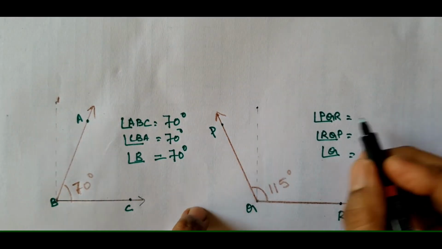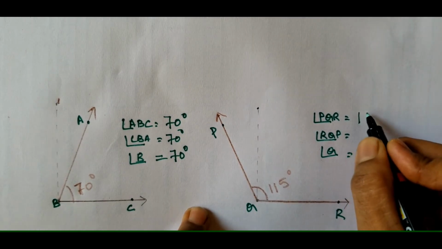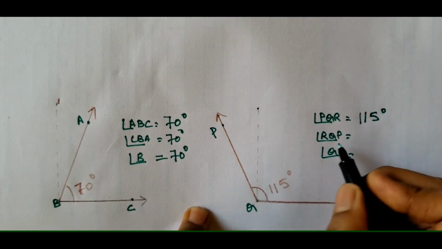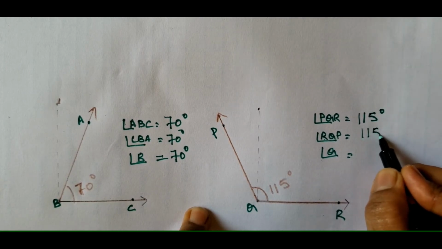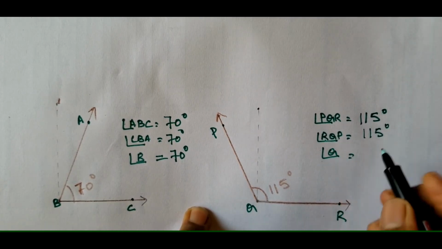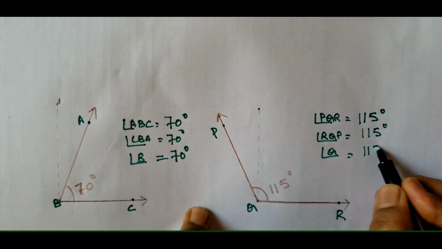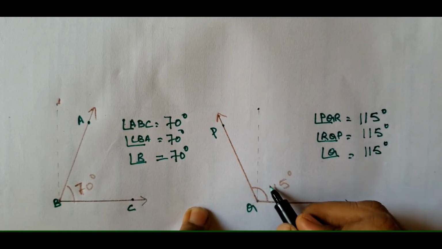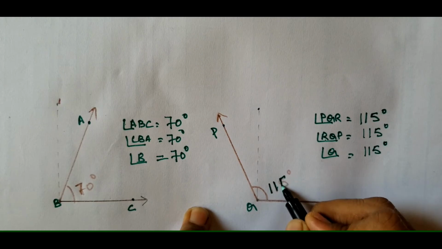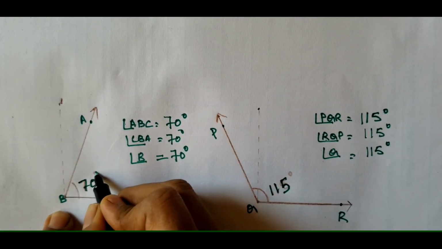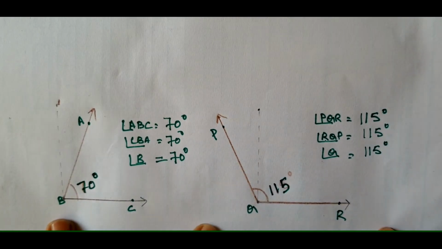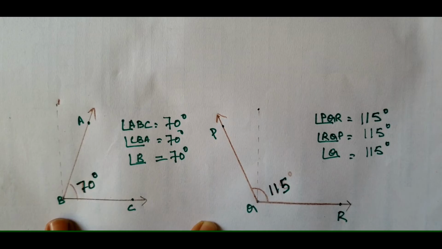So how am I going to write? Angle PQR is equal to 115 degrees, or angle RQP 115 degrees, or simply write angle Q is equal to 115 degrees. Followed? Take more numbers, more degrees, and try to use the protractor and draw an angle and measure it. This is how you measure an angle using a protractor.